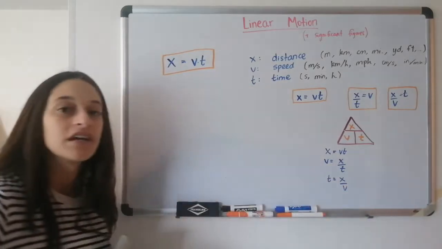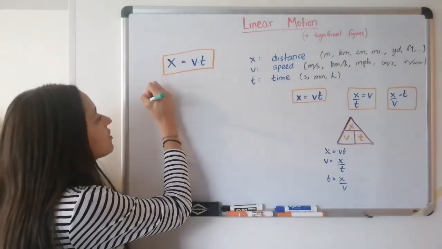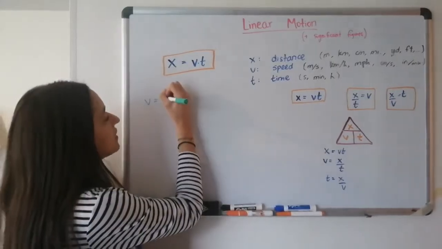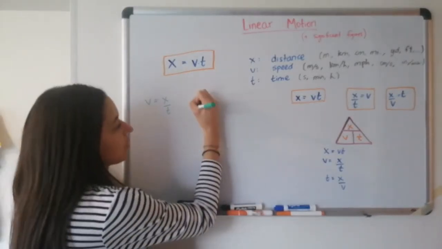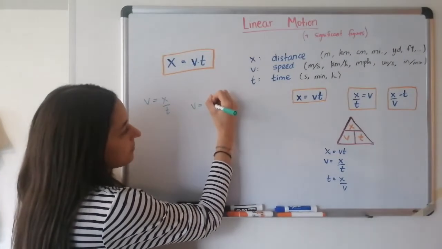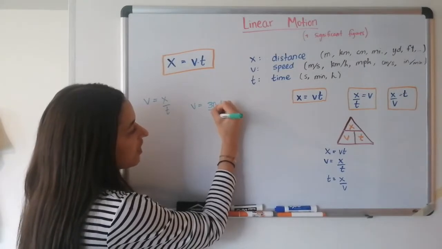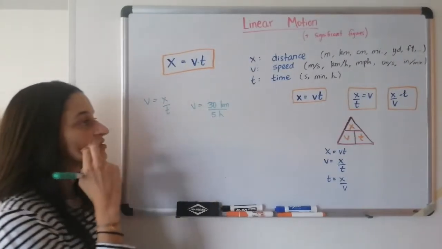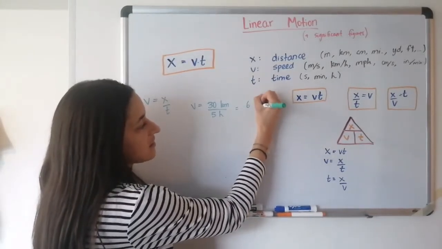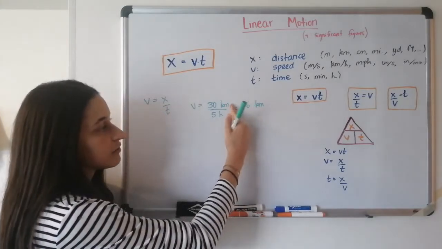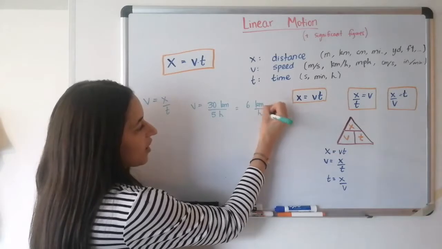Suppose you're solving a problem and you want to find v. So let's use our equation, v is x over t. And they tell you x is 30 kilometers and t is 5 hours, right? You want to find the speed, and you do 30 over 5 and you get 6. The unit will be the unit of the distance over the unit of time that you used. So that would be 6 kilometers per hour.